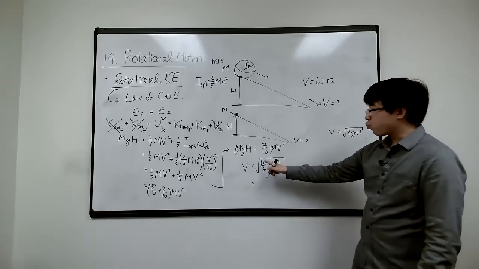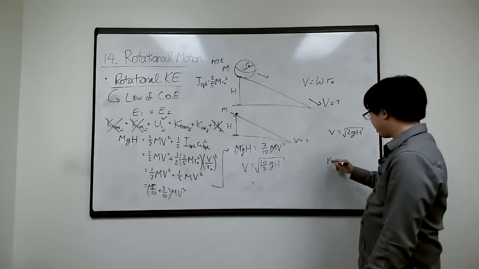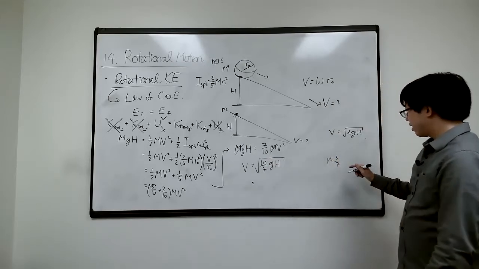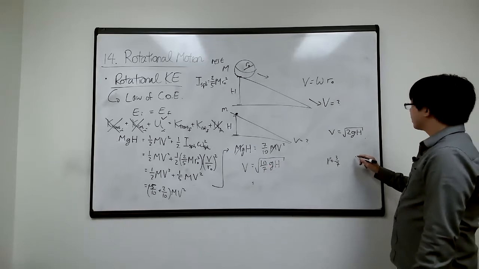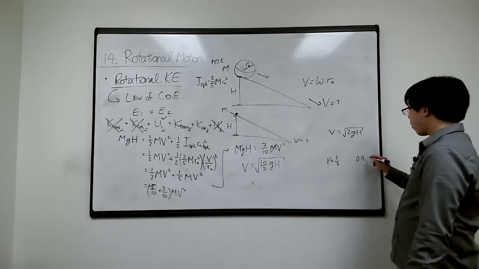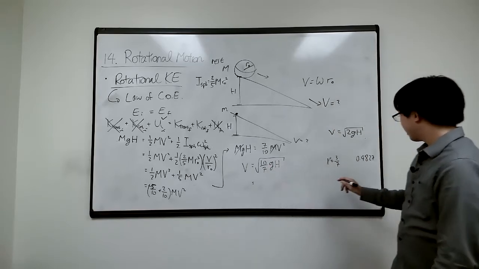10/7 is 1 and 3/7. Okay, so that's 1 plus 3/7. And 3/7 is, I think, 0.4827. I think you can double check that.